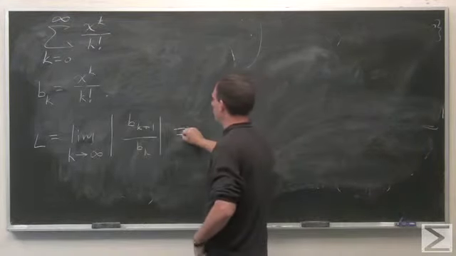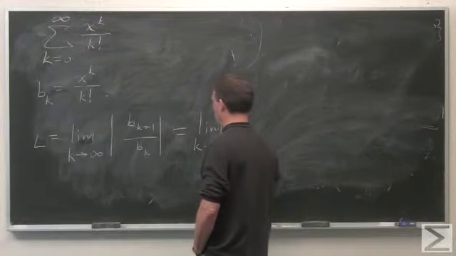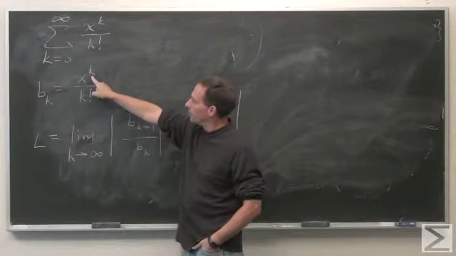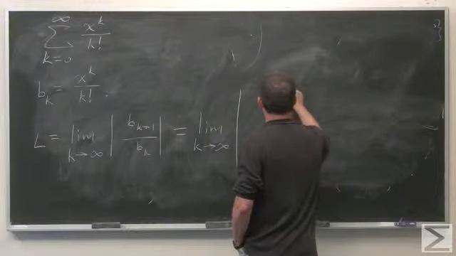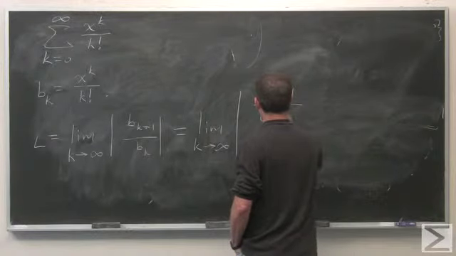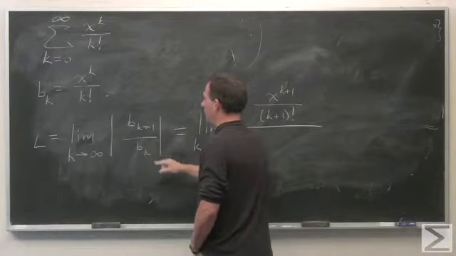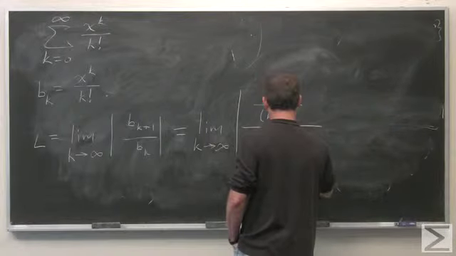What you get is the limit as k approaches infinity of the kth plus first term. You put a k plus 1 there and a k plus 1 there. So x to the k plus 1 divided by k plus 1 factorial. And then you divide by the kth term, x to the k over k factorial.